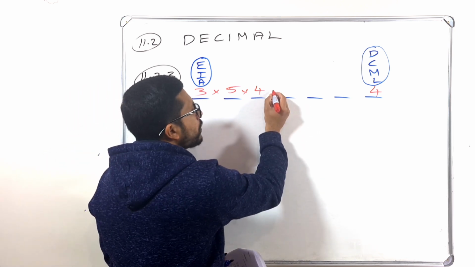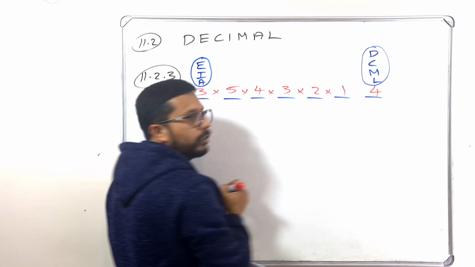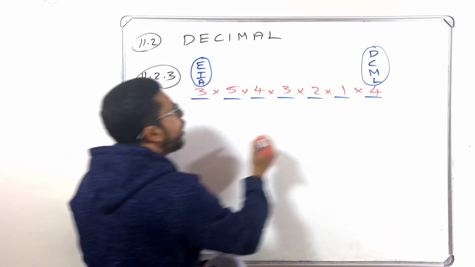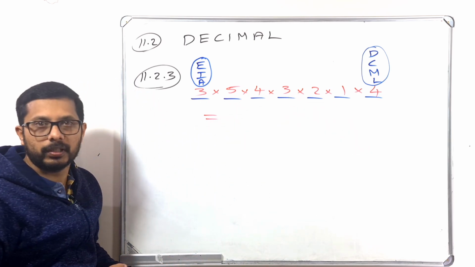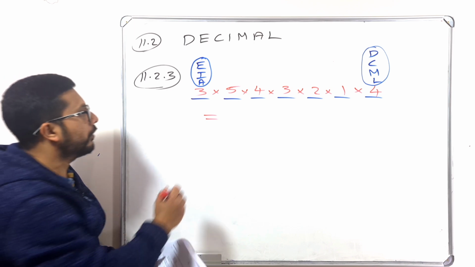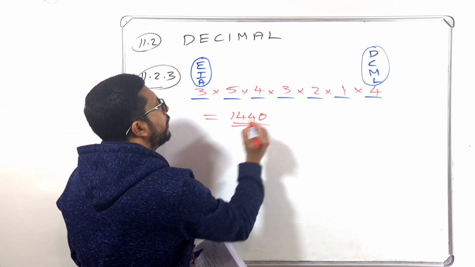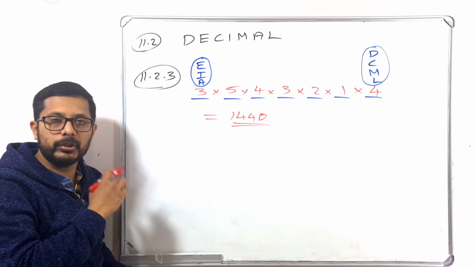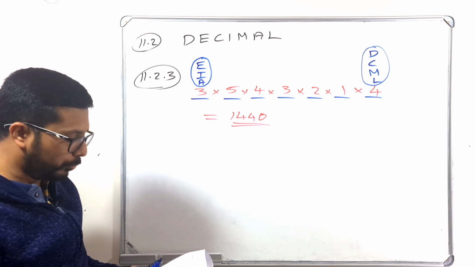Here this position, how many options? 3. Here 2. Here 1. So in total how many possibilities? 3 times 5 times 4 times and so on. Check in your calculator, what is the answer? 1440. In your calculator you will get 1440 different options according to this condition. So that is question number 11.2.3.